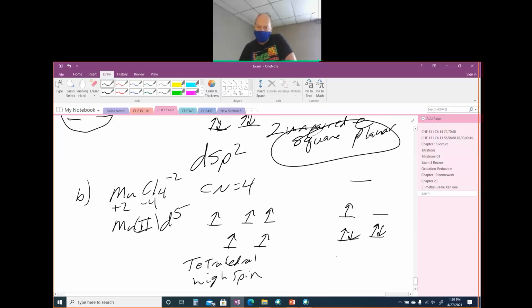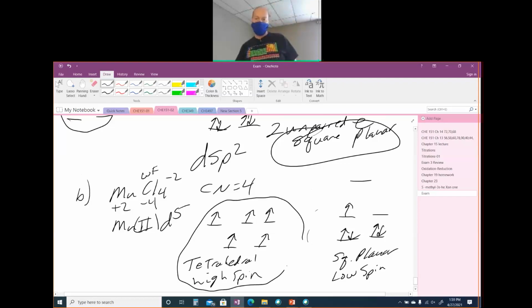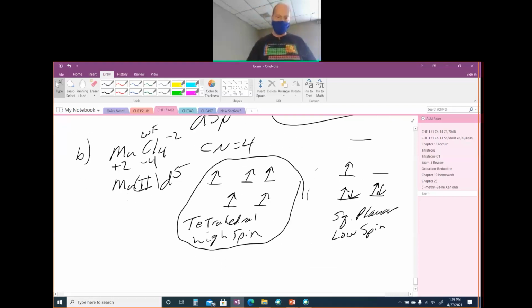This is square planar. This is low spin. Doesn't matter what the ligands are. They are weak field ligands. But if it's square planar, it's low spin. If it is tetrahedral, it is high spin. And this one has 5 in parentheses. That means it has 5 unpaired electrons, which means that it is the tetrahedral with the 5 unpaired electrons.